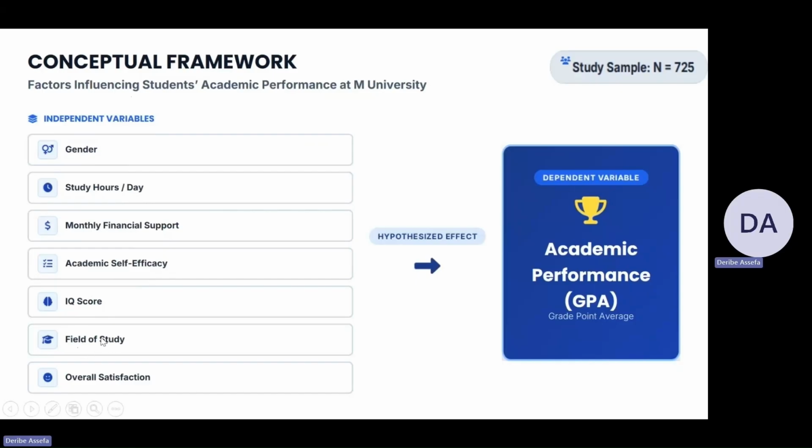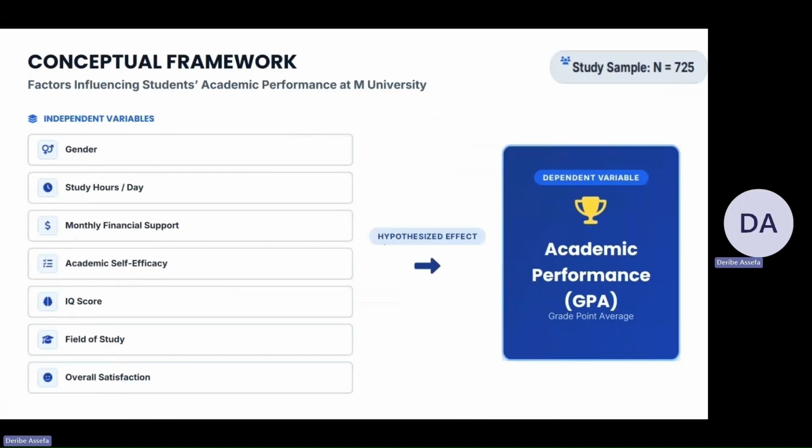quotient test, field of study, which is measured using 4 broad categories, and overall satisfaction of students with academic and administrative services. The overall purpose of this hypothetical study is to examine the extent to which these independent variables influence academic performance by taking sample of 725 students at university.